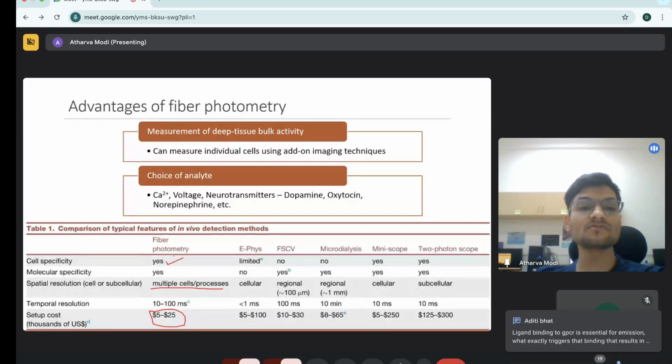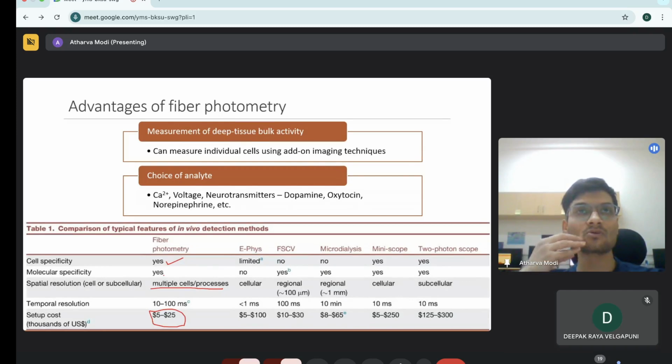And you can also get cell specificity. Basically, if you want to measure from, let's say, only neurons which have glutamate, you can express these proteins only in the neurons which use glutamate as neurotransmitter. Other neurons will not express this protein. So you can play around very much with these molecular biology techniques, and it can give you cell specificity, molecular specificity, which not many other techniques can give you. So this is the very big advantage of fiber photometry.